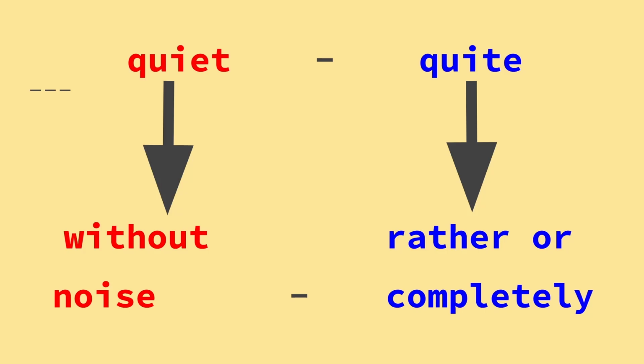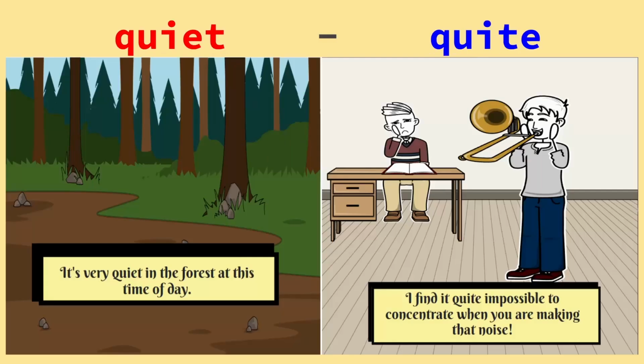Fourth pair of words are quiet and quite. It is easy to confuse quiet, Q-U-I-E-T, and quite, Q-U-I-T-E, when you are writing them down because they both use the same letters but in a different order. Q-U-I-E-T, quiet, is an adjective and means without noise or making no noise. Q-U-I-T-E, quite, is an adverb and means rather or completely.